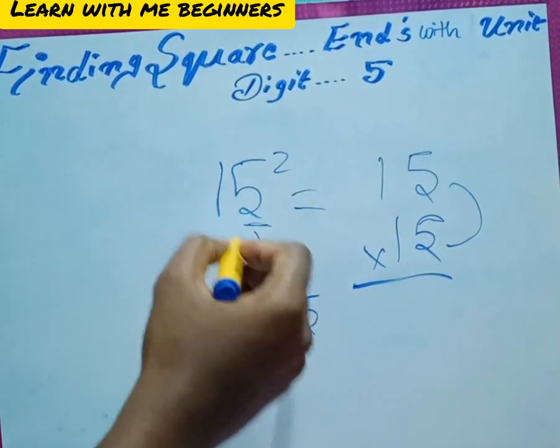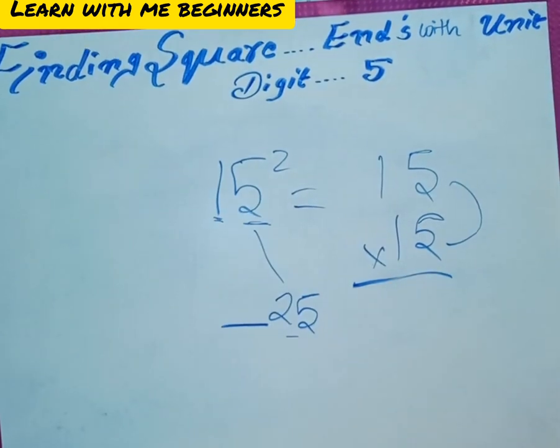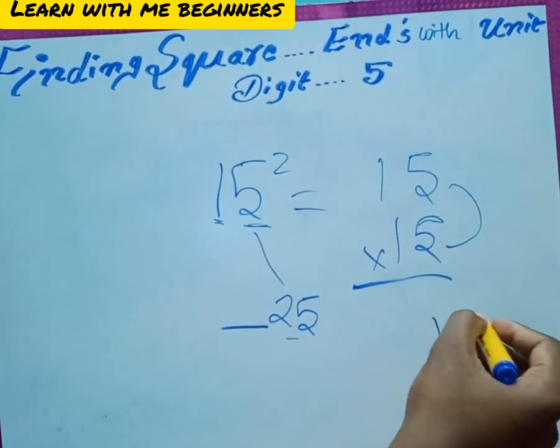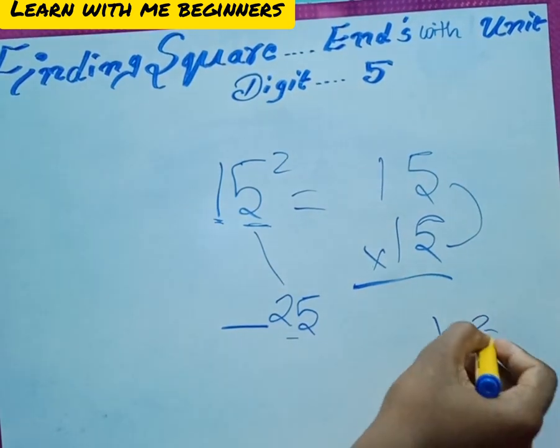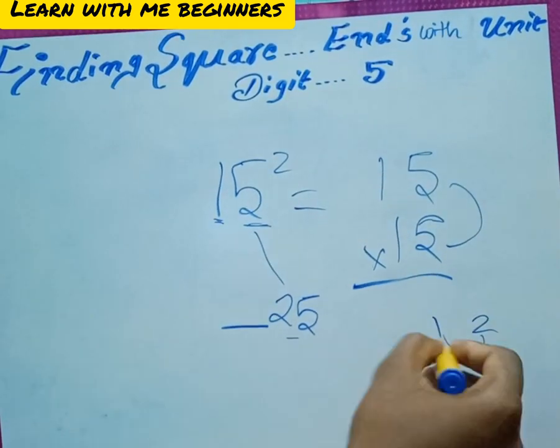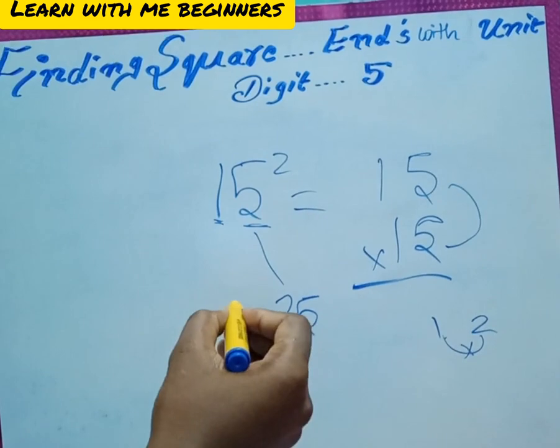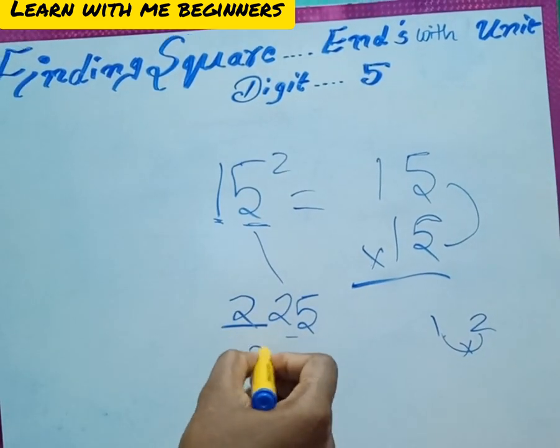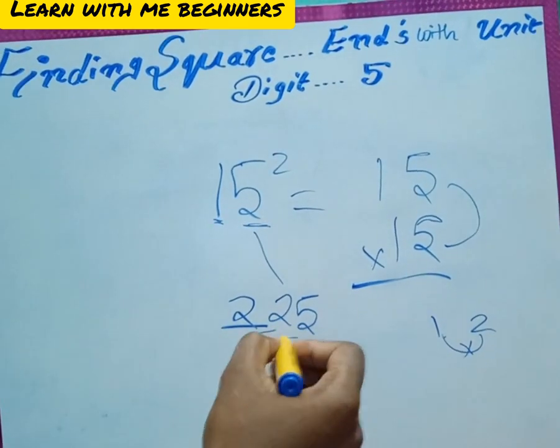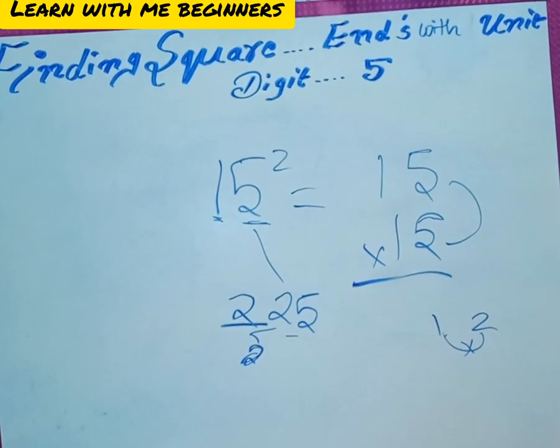Can you see this number 1? What is the next number after 1? After 1, it is 2. Just multiply these two numbers. 1 into 2 is 2. You can write it like that. So the answer is 225. I hope you got it. No problem, again I will teach you with one more example.